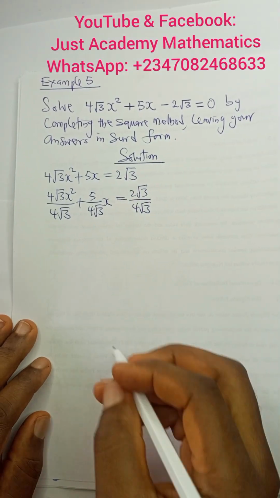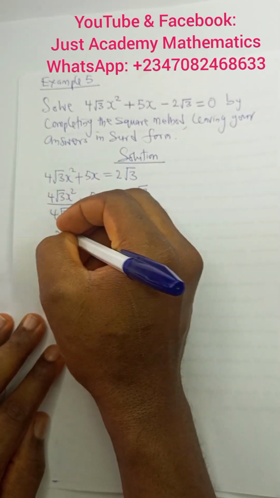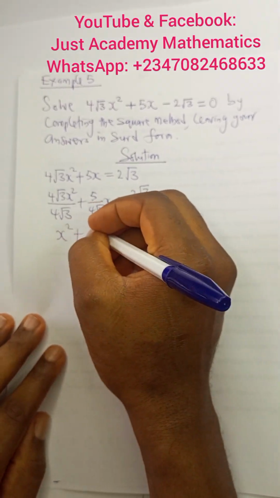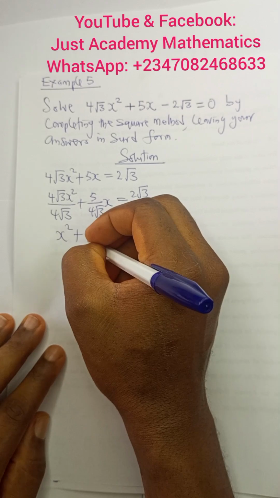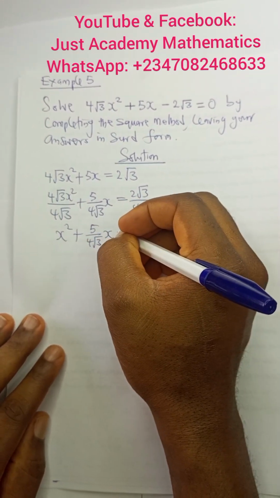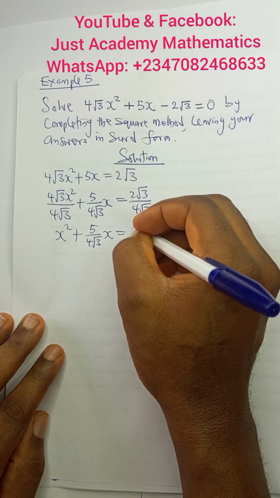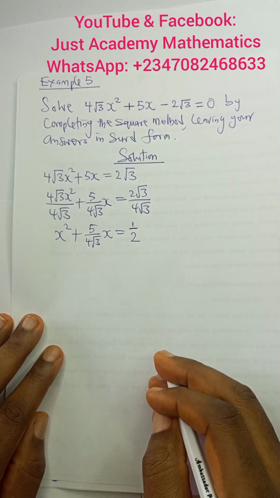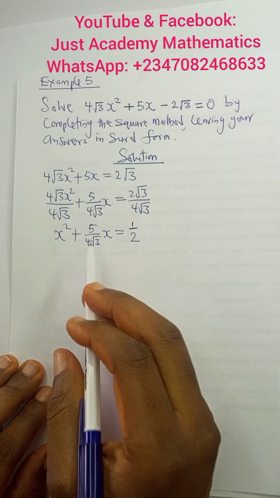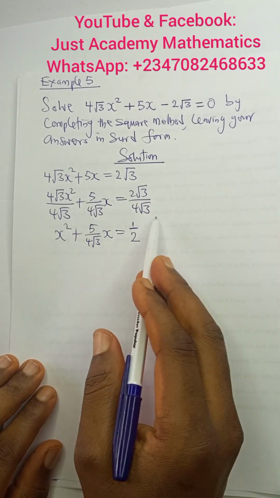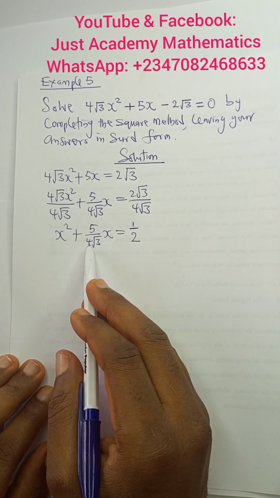Interesting. This will cancel this. So we have x squared plus 5 over 4 root 3 x is equal to, root 3 will cancel root 3. 2 going into 2, 1. 2 going into 4, 2. Half is remaining there. What is half of this? Add half of this to both sides and square it. Half of this is 2 times the denominator, which is 2.